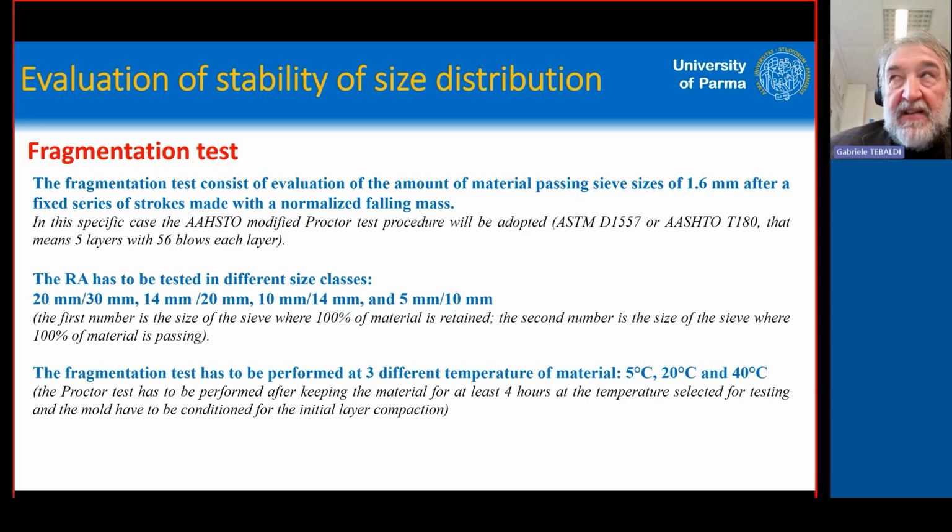Following a French standard for aggregate, the RAP is analyzed in different size classes, 20-30, 40-20, 10-14 and 15, just to have a different idea and to analyze in more detail the size class where it's possible to have clusters. And it's performed at 3 different temperatures to take into account the contribution of the bitumen.